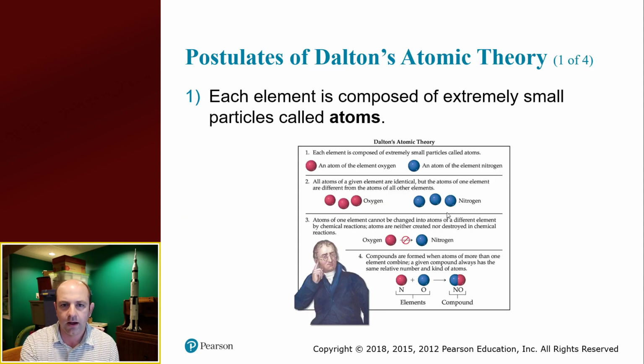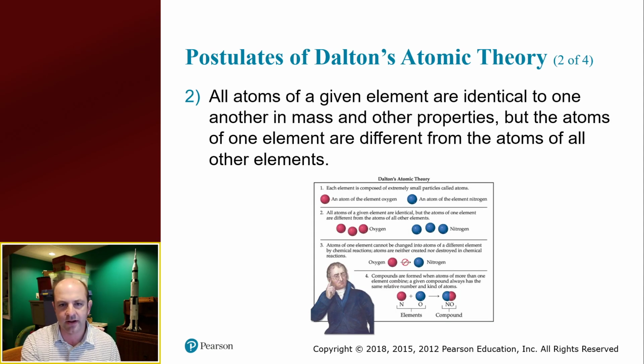All right, so if we keep going on, he then came up with a theory that had four postulates, four things that he was proposing. The first is that every element is composed of small things named atoms. So an atom's the smallest bit, like Democritus was saying. But then he adds on to it. In fact, he said all atoms of a specific element are identical to one another. But when you have different elements, they have different atoms.